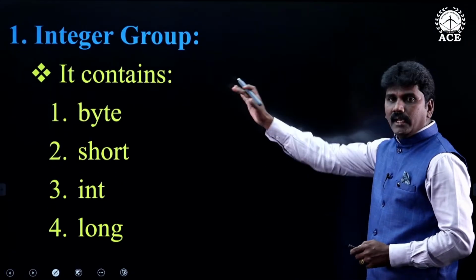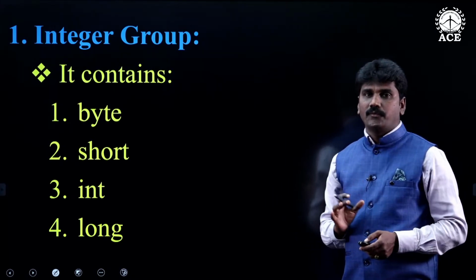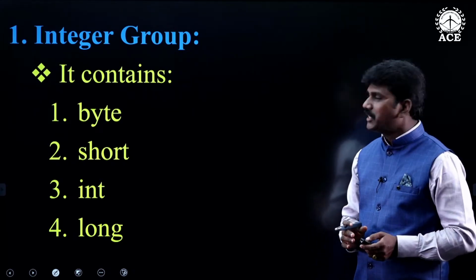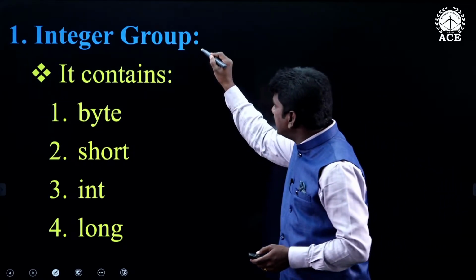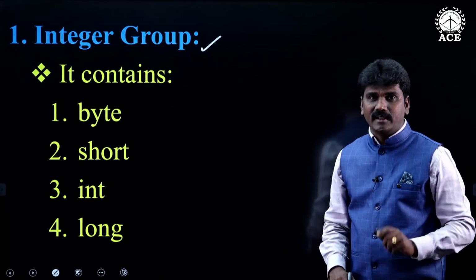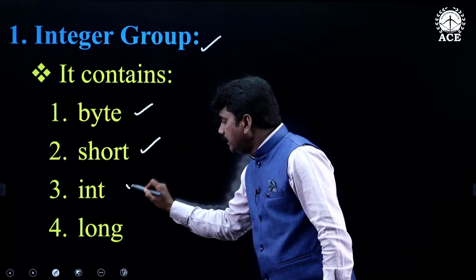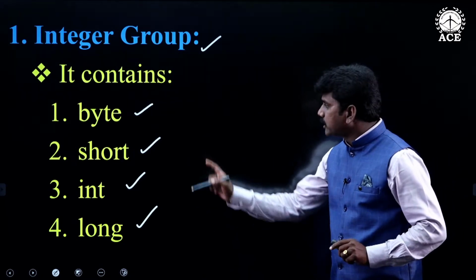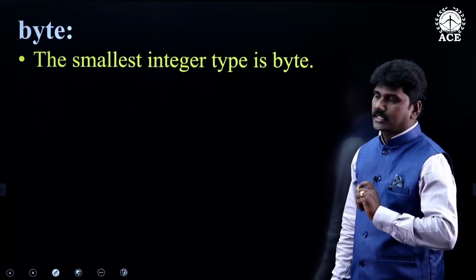The first one, let us consider the integer group. This is the most frequently used data type in any programming language. Like in Java also, the most important data type is the integer data type. The integer data type contains byte, short, int and long. Let us see them one by one. The first one is byte. Let us understand about this byte data type first.